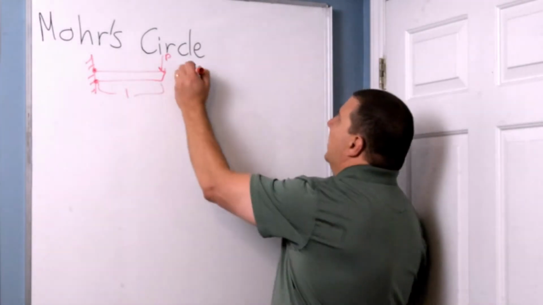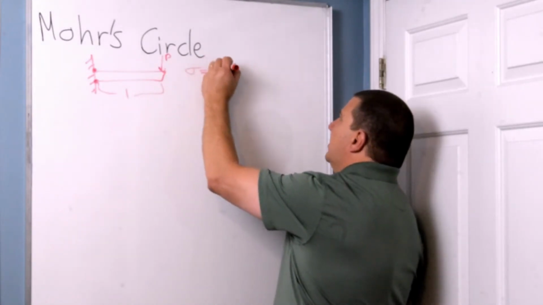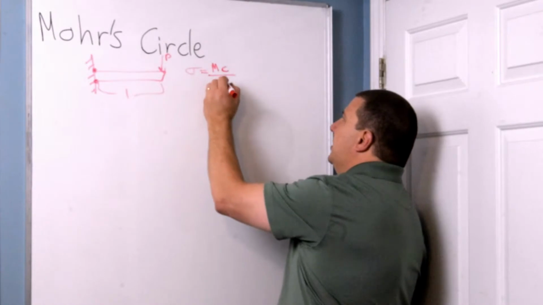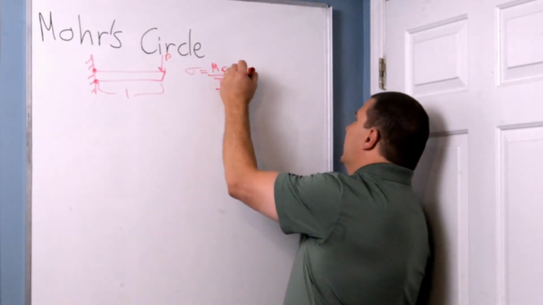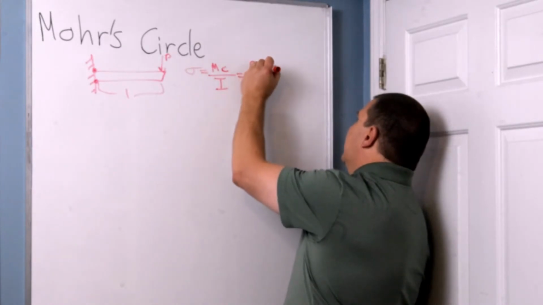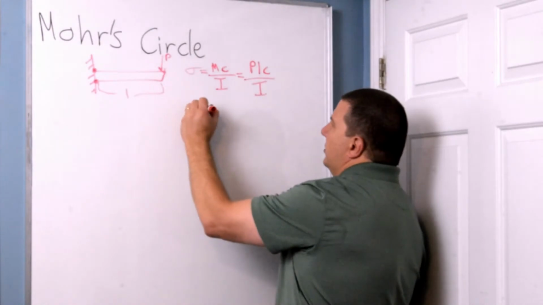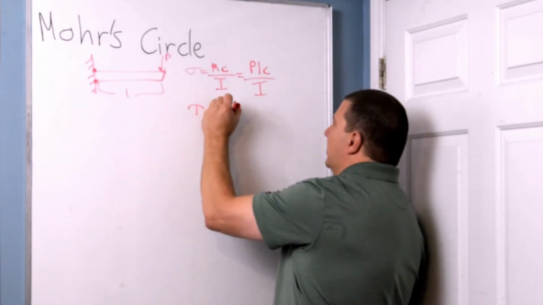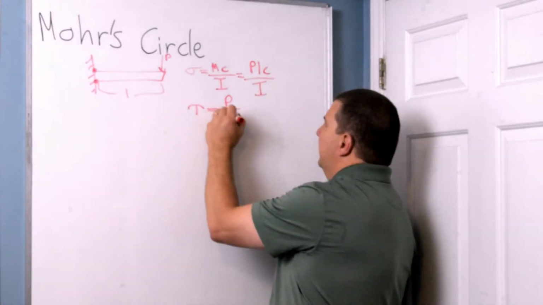Alright, so I can come up here with my normal stress, which is going to equal the moment times the distance to the centroid over the area moment of inertia, which in this case is going to equal P times L times C over I. And then we're going to have our shear stress, which is going to equal the vertical force over the area.